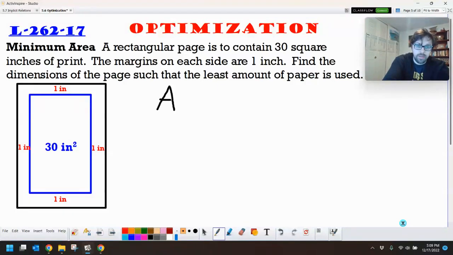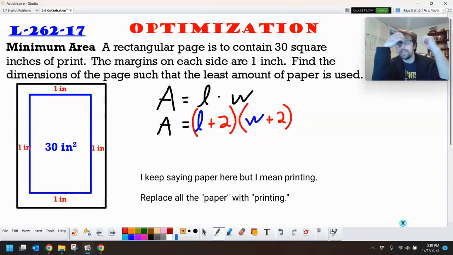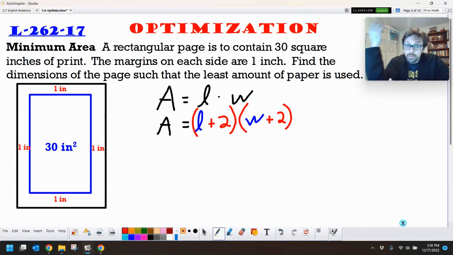So the area of the paper is just its length times its width. But its length and its width are dictated by the area of the printing. The area is the length of the printing plus 2 for that 1-inch margin, and then the width plus another 2 for the 2 inches on either side. So that's narrowing it down, but well, not really. We have the same number of variables, but at least now we're incorporating those 2 inches.